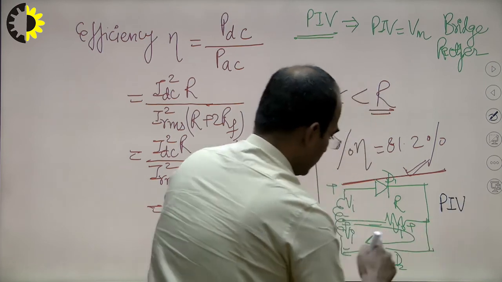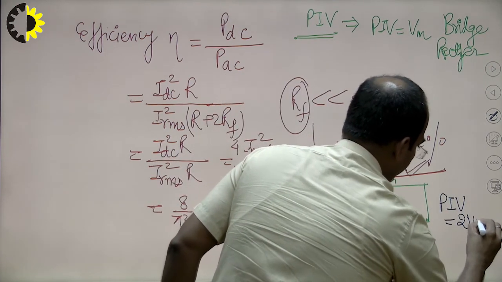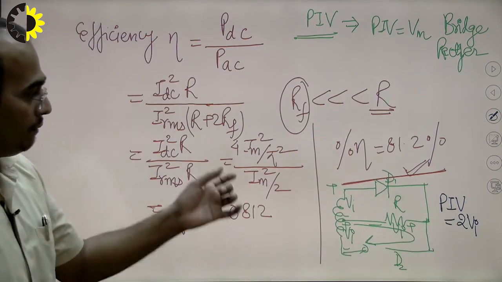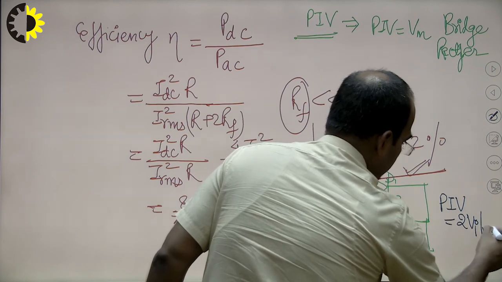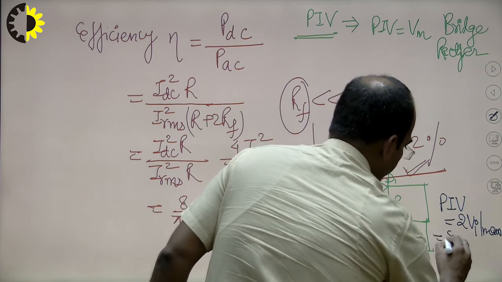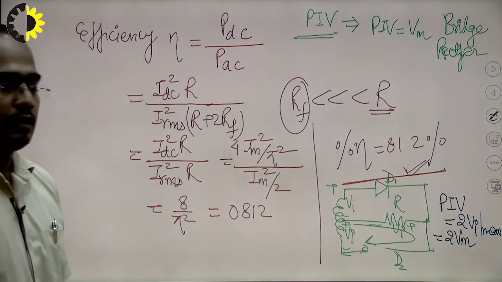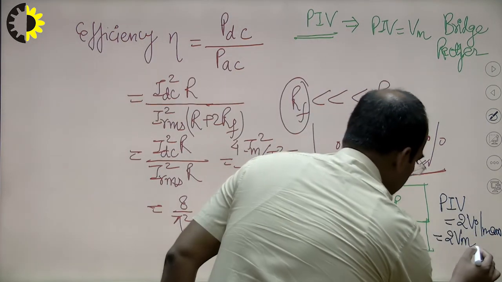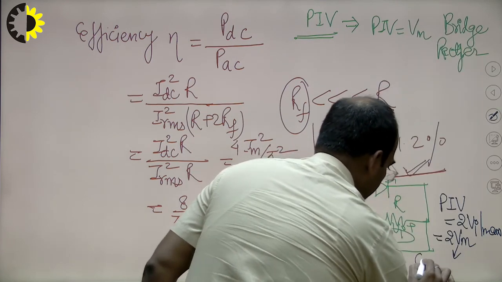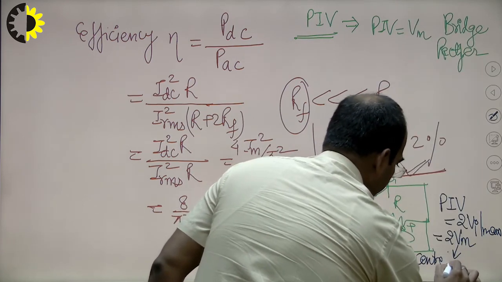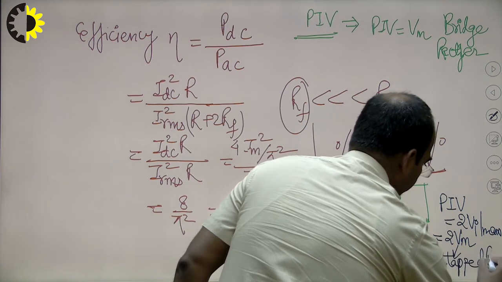PIV is equal to twice of Vi. The definition says the maximum voltage across the diode, so the maximum voltage will be twice of Vm. So this is the peak inverse voltage for the center tap rectifier.